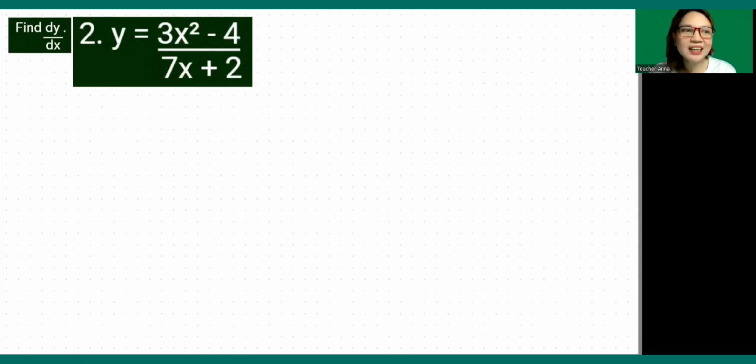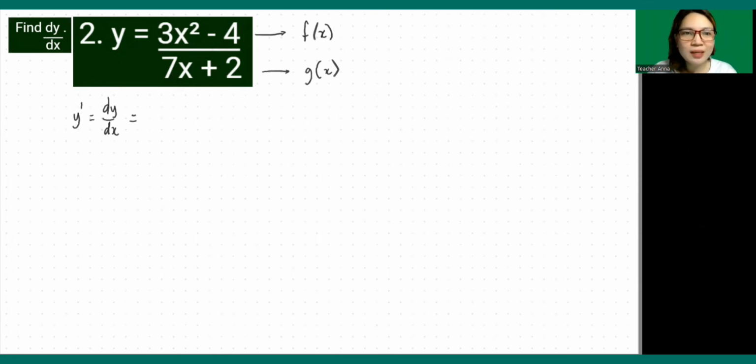Now, for our second example, we have y is equal to 3x squared minus 4, the numerator, which is our f of x, over 7x plus 2, the denominator, which is our g of x. Now, let us apply the quotient rule. So, the derivative of y with respect to x, or our y prime, don't get confused, y prime and dy over dx are just notations for derivatives.